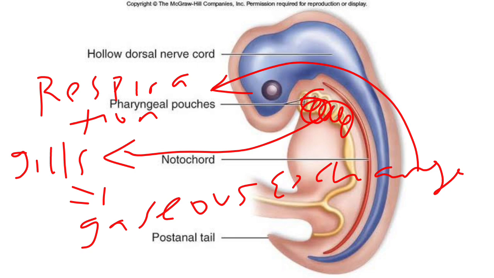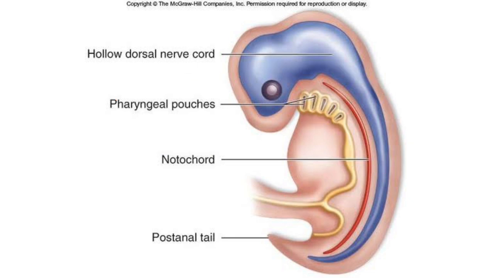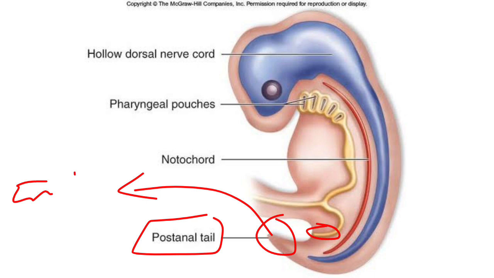Now, after that, we have the post-anal tail. This is the anus at this place, and this is the post-anal tail. This post-anal tail is an extension of the notochord, and it is a muscular structure at the end of a developing chordate. It is behind the anus, so the name post-anal tail. You understand? It is located behind the anus.